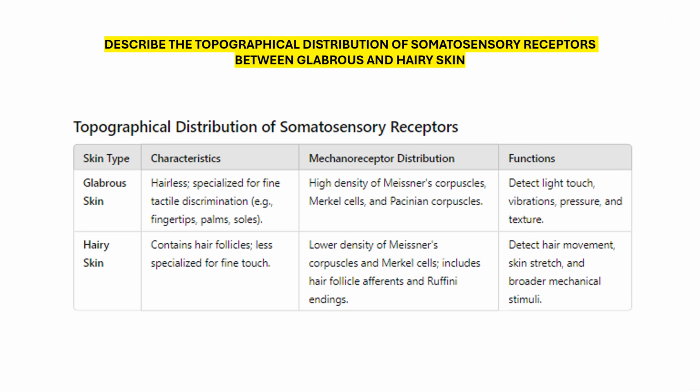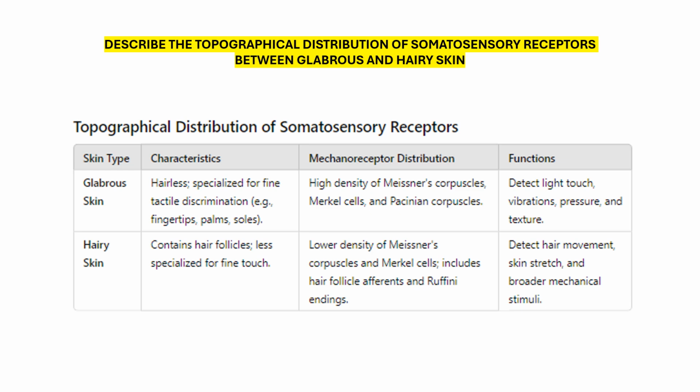Okay, now we will look at the topographical distribution of your somatosensory receptors. So this is one of the questions that appear in exams. Describe the topographical distribution of your somatosensory receptors between your glabrous and your hairy skin. So first, let's explore the glabrous skin, the smooth, hairless skin that is found on your palms, fingertips, soles, and lips.